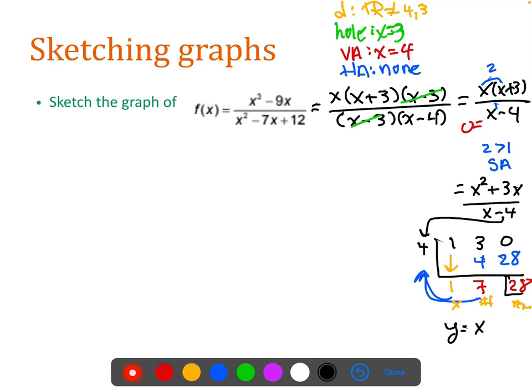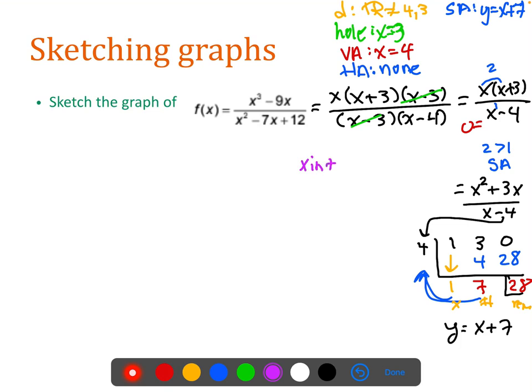So we have a slant asymptote. Remember, this is remainder, number, x. So our slant asymptote is at y equals x plus 7. So I'm going to put him up here. Y equals x plus 7. Let's make him blue since we were doing HAs that color. So slant asymptote is at y equals x plus 7.